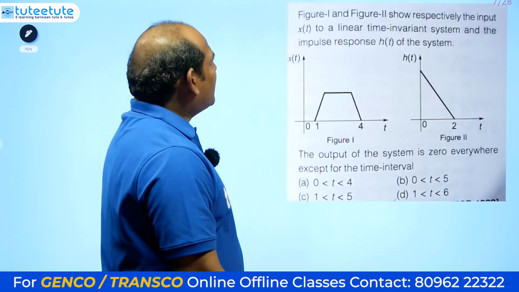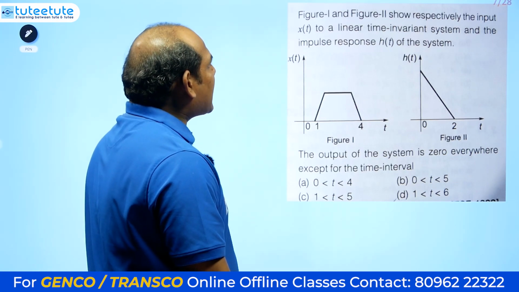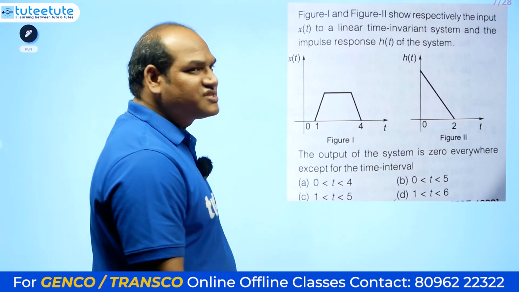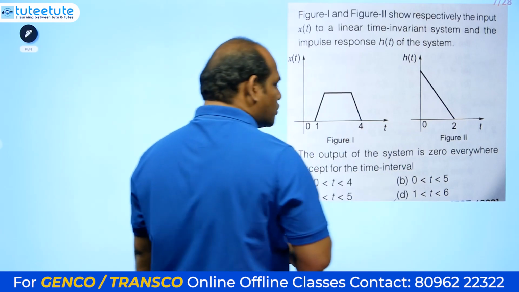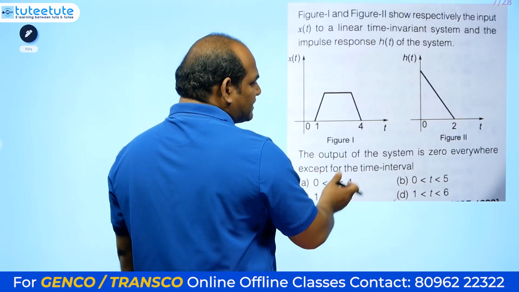Figure 1 and figure 2 show respectively the input x of t to a linear time invariant system and the impulse response h of t of the system. So the input is given, the impulse response has been given. The output of the system is 0 everywhere except for the time interval.